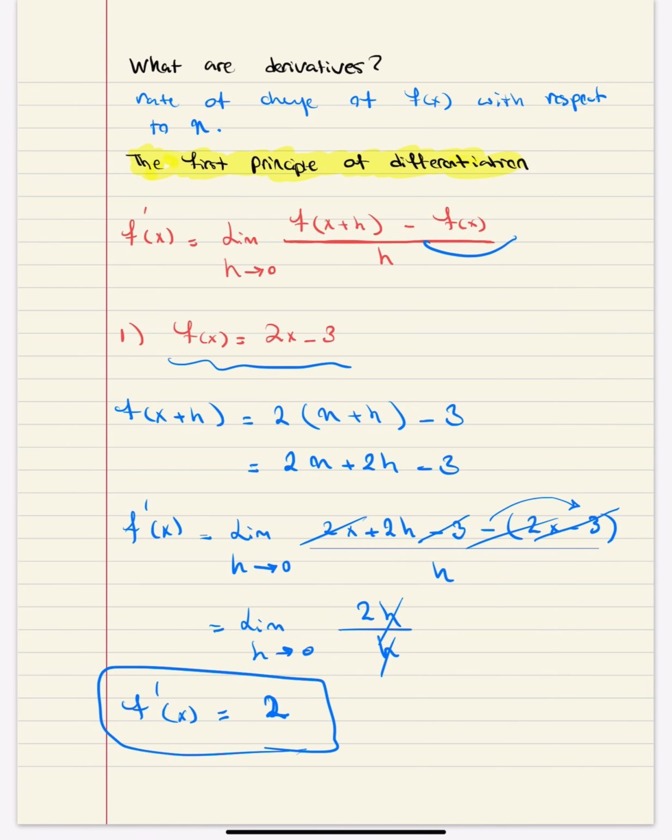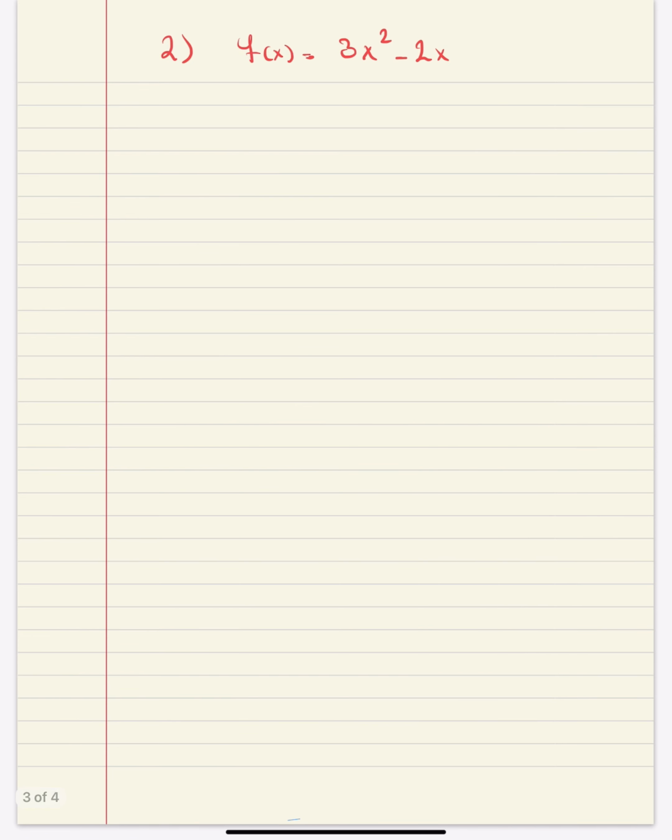Let's do another example. In example number 2, our function is f of x equals 3x squared minus 2x. Using the same approach, let's first find f of x plus h. Again, we replace the variable x with x plus h in our original function. So we'll get 3 times (x plus h) to the power 2 minus 2 times (x plus h). If we further expand this, we would get 3 times (x squared plus 2xh plus h squared) minus 2x minus 2h.